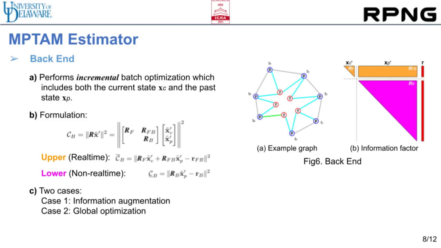For the backend, we will perform incremental batch optimization, which will include both past state and current state. According to figure 6, we divide its information factor into two parts. The upper part, which is used for tracking the information of the most current state, will be updated in real time, while the lower part, which is only about the past state, will be updated at a relatively lower speed. Here we have two cases for the backend, depending on the occurrence of loop closure. When there is no loop closure, we will only do information augmentation. Once loop closure is detected, it will trigger global optimization.